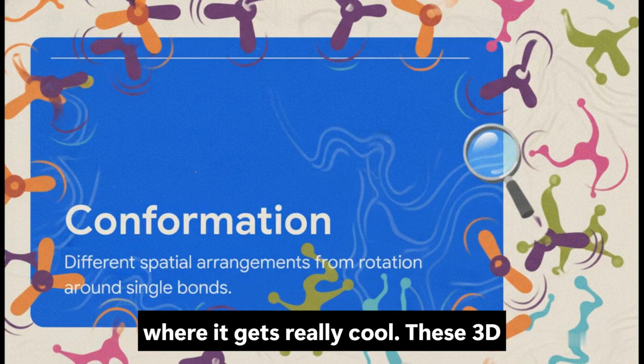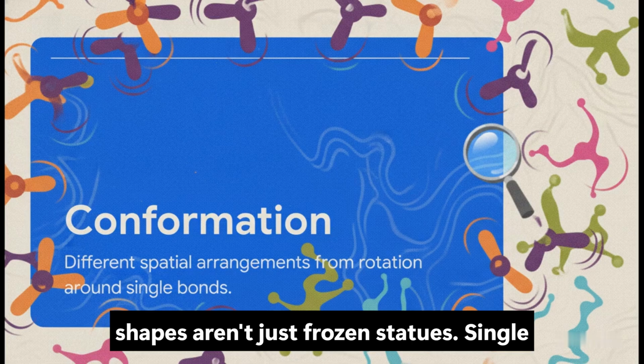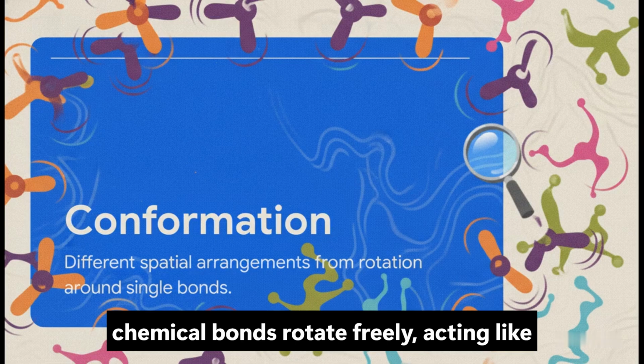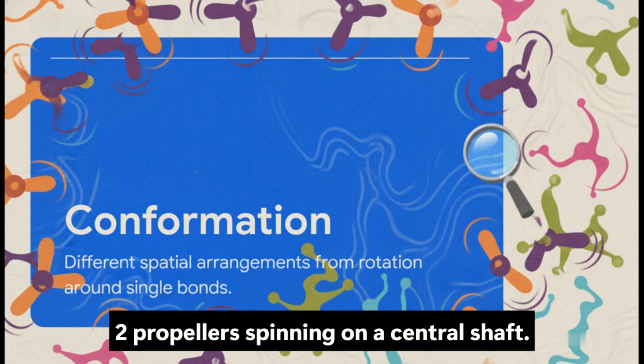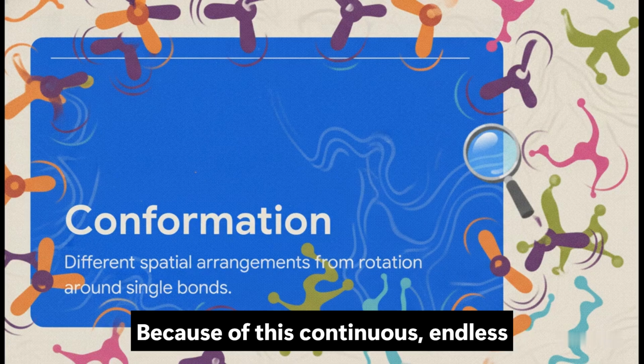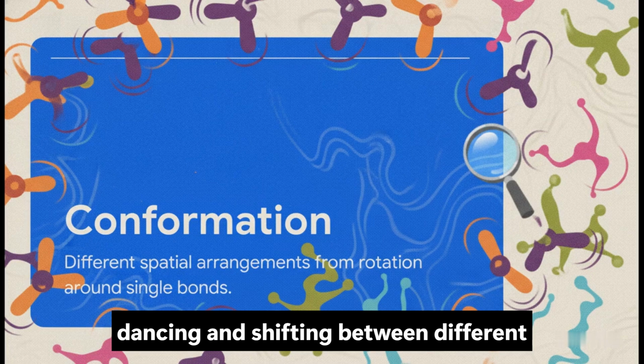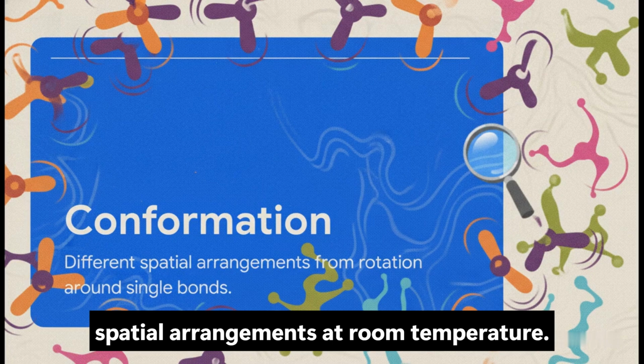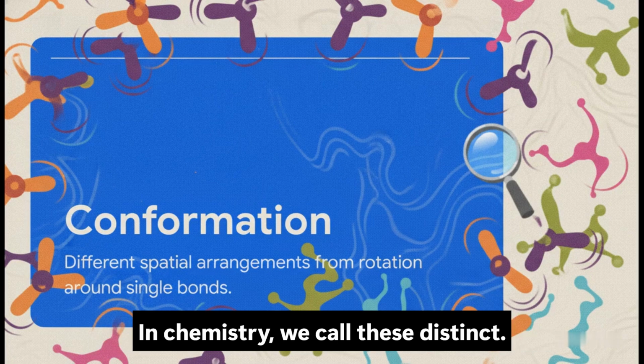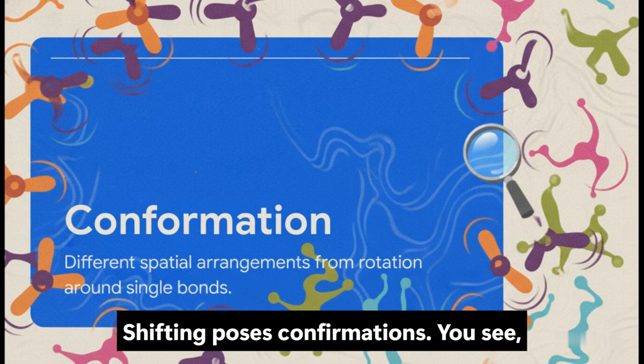Here's where it gets really cool. These 3D shapes aren't just frozen statues. Single chemical bonds rotate freely, acting like two propellers spinning on a central shaft. Because of this continuous, endless rotation, molecules are constantly dancing and shifting between different spatial arrangements at room temperature. In chemistry, we call these distinct shifting poses conformations.